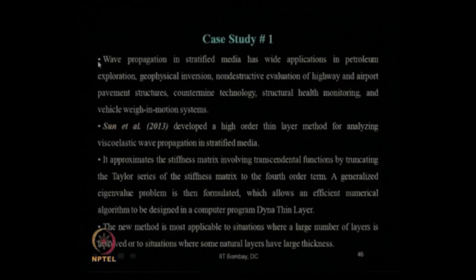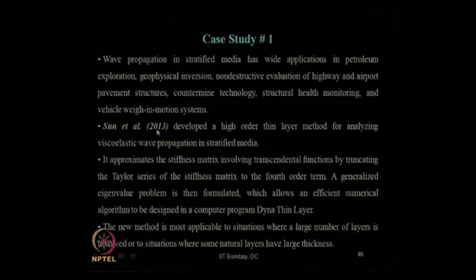In this first case study, wave propagation in stratified media has wide applications in petroleum exploration, geophysical inversion, non-destructive evaluation of highway and airport pavement structures, countermeasure technology, structural health monitoring and vehicle weight in motion system. So, all these areas, this wave propagation theory can be applied. So, we are using one case study which is proposed by Sun et al.